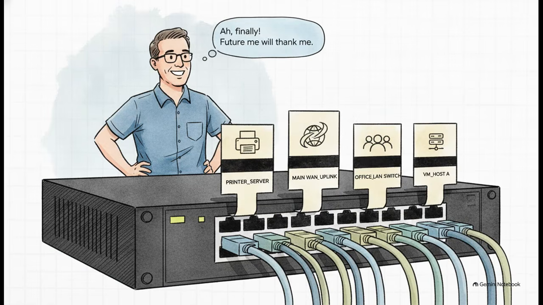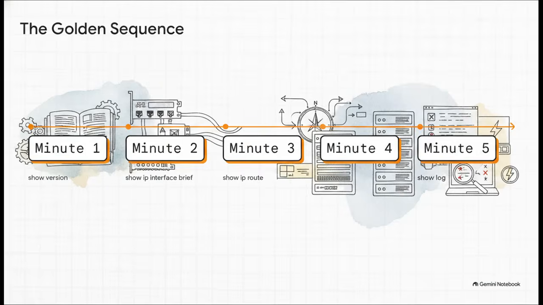And before we get to the ultimate diagnostic sequence, remember this absolute golden rule. Document everything. Apply clear descriptions on every single interface. Add those ACL remarks we talked about, and keep your backups fresh. Solid documentation makes solving these outages infinitely faster for you and your whole team. All right, here it is, the golden sequence. This is the exact diagnostic path you need to run in the first 5 minutes on a broken device.